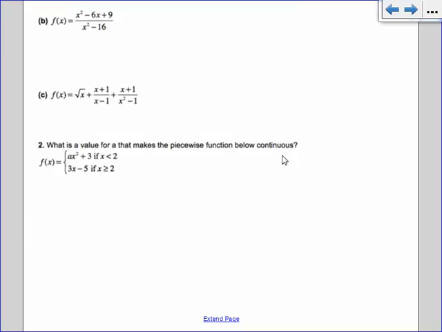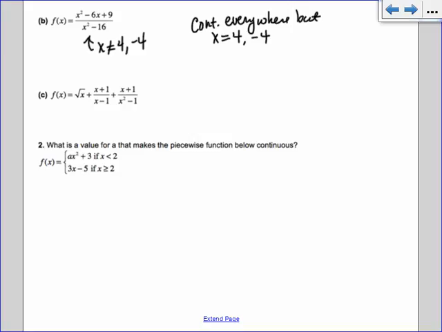All right, so next one, where is it undefined? X equals 4 and negative 4, right? We can't have 4 or negative 4. So it means it's going to be continuous everywhere except at those points. So you can say continuous everywhere but x equals 4 and negative 4. Okay, or you could write it in interval notation and say negative infinity to negative 4, union, negative 4 to 4, union, 4 to infinity. So you're just skipping over the negative 4 and the 4.